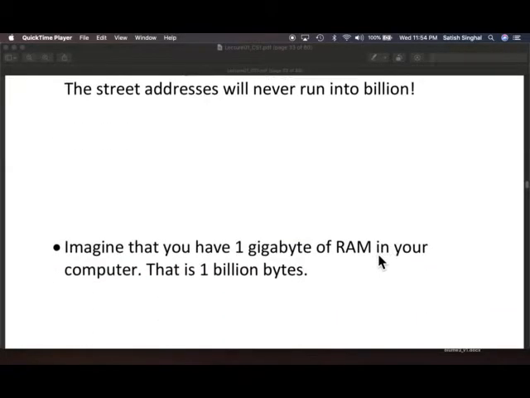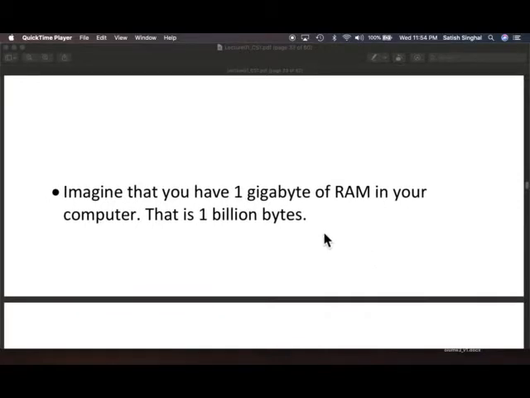But imagine that you have a gigabyte of RAM in your computer. That is 1 billion bytes. And RAM is addressable memory. Every sector of the RAM has to be given an address. Otherwise, the computer cannot function to find data on the hard drive or in the RAM. We're going to talk about addressing of hard drive or RAM, because the addressing scheme is actually identical. There's not that much difference between the two.